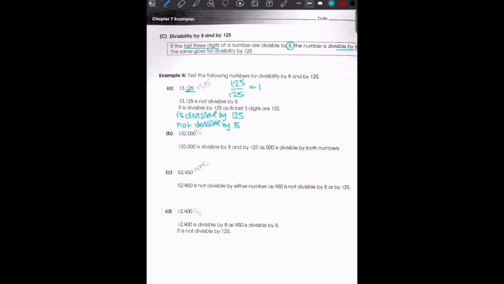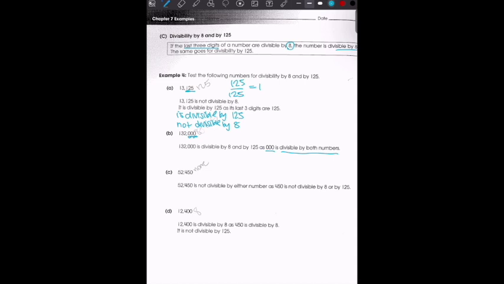For 132,000, we have 0, 0, 0. And so if we have zeros, then it's basically divisible by both 8 and 125. So we're going to say it's divisible by 8 and by 125 because the last three digits is divisible by both numbers.